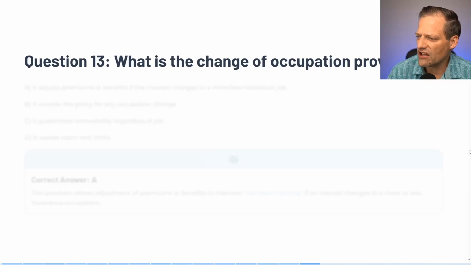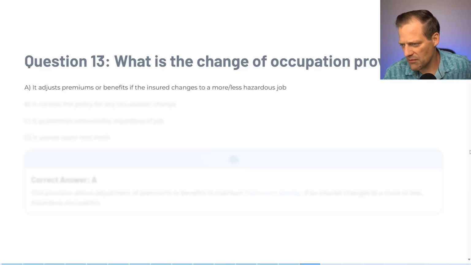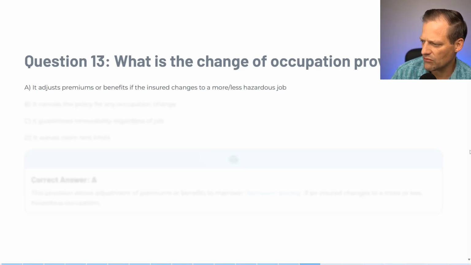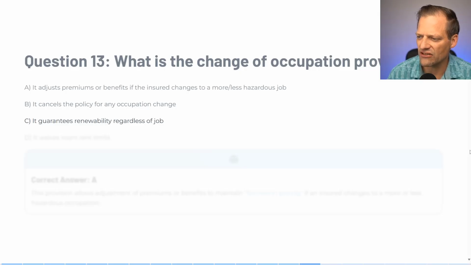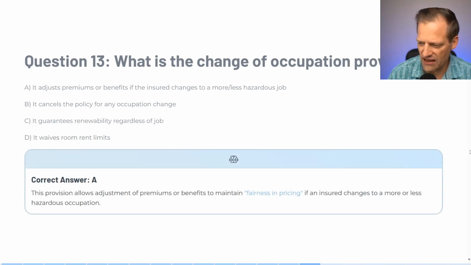What is the change of occupation provision? It adjusts premiums or benefits if the insured changes to a more or less hazardous job. B, it cancels the policy for any occupation change. C, it guarantees renewability regardless of job, or D, it waives room rent limits. The answer is A, this provision allows adjustment of premiums or benefits to maintain fairness in pricing if an insured changes to a more or less hazardous occupation.